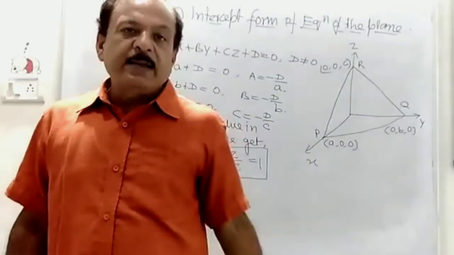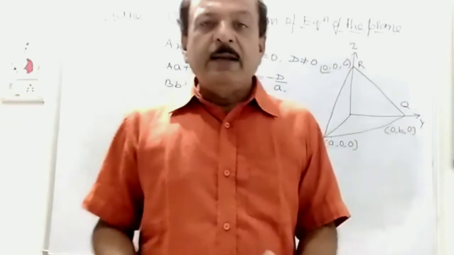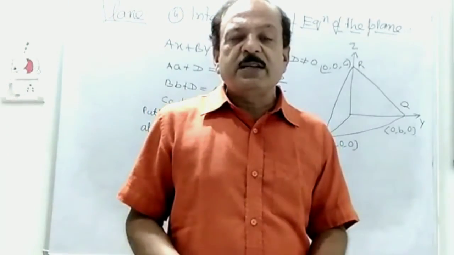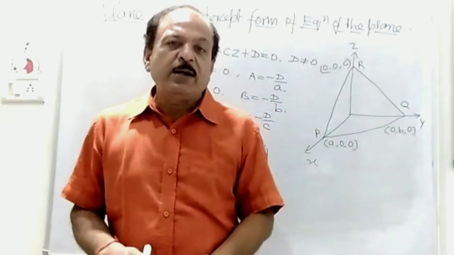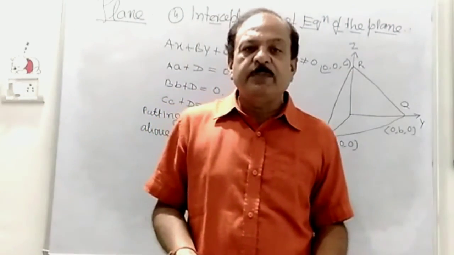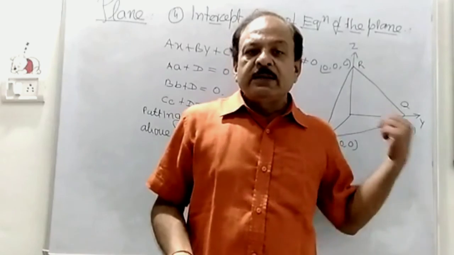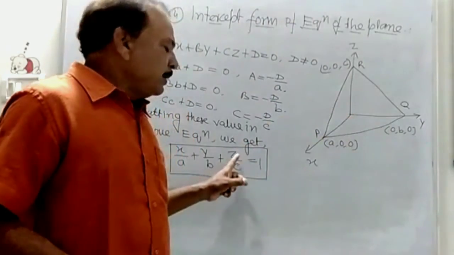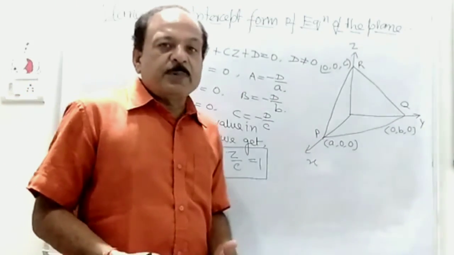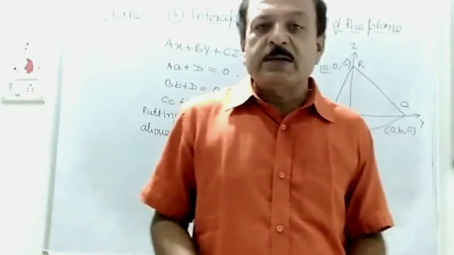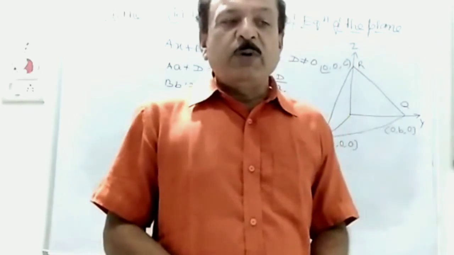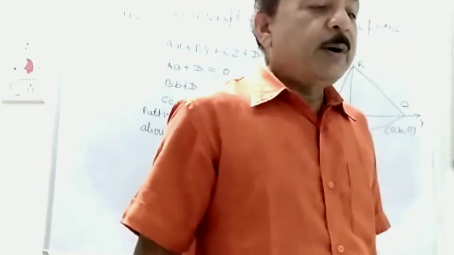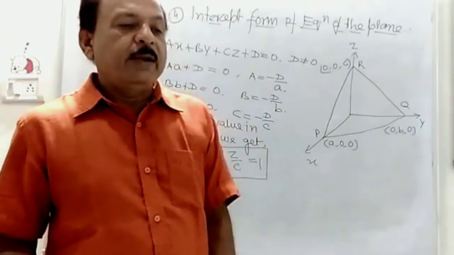This is in the same way as when a line makes intercepts on x-axis and y-axis in two dimensions, then the equation of line is x upon a plus y upon b equal to 1. In the case of plane, it will add z upon c. So x upon a plus y upon b plus z upon c will be equal to 1. So this is the intercept form of the equation of plane.